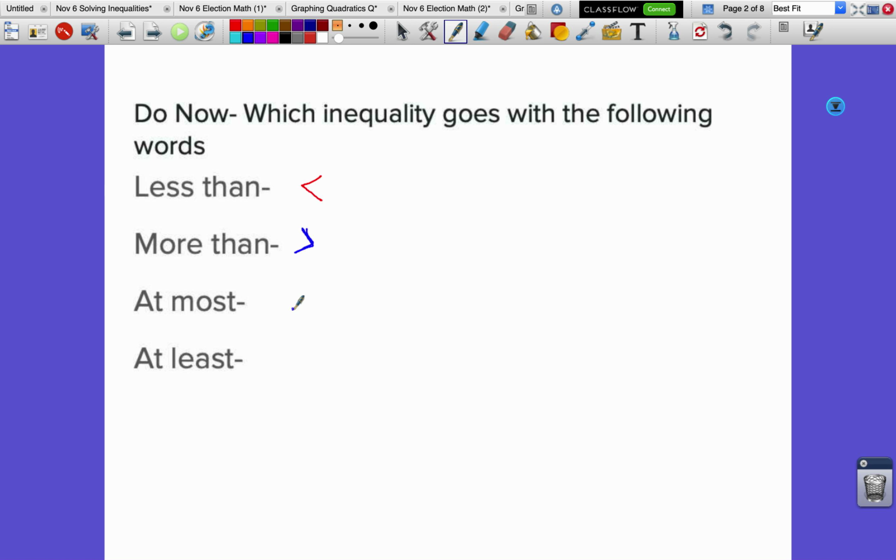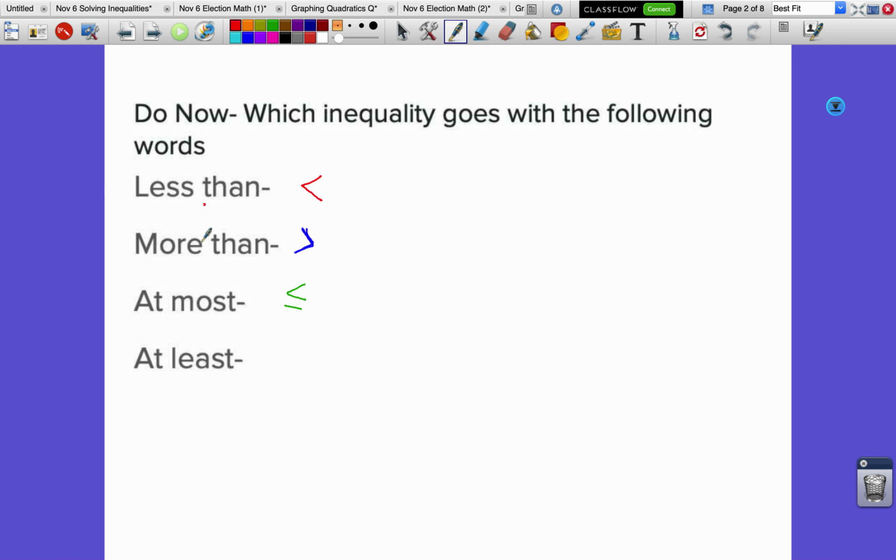Now imagine I say I want at most 5 watermelons. What symbol is that going to be? So at most 5. So ask yourself, if somebody says they want at most 5, is 4 okay? Is 3 okay? Is 5 okay? So at most is a less than or equal to symbol, because 5 would be okay if I said I want at most 5, but also 4 would be okay and 3 would be okay, and those are all numbers less than or equal to 5.